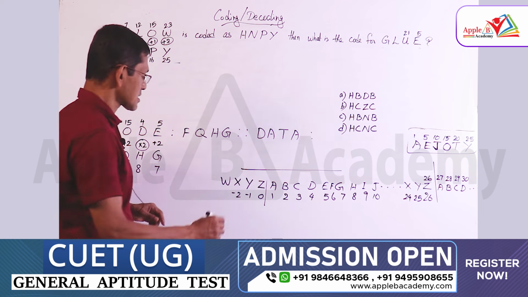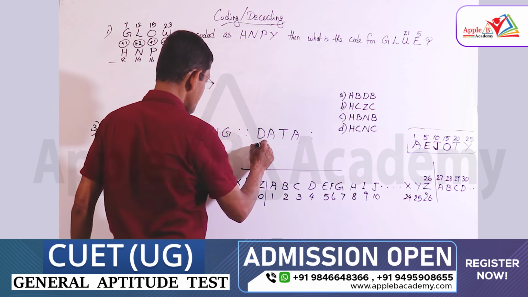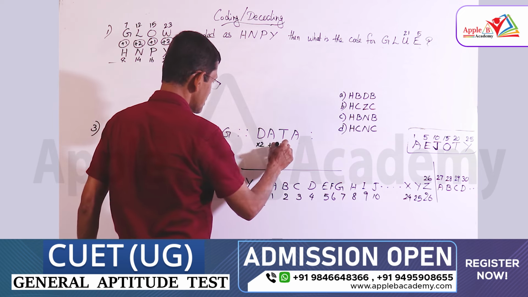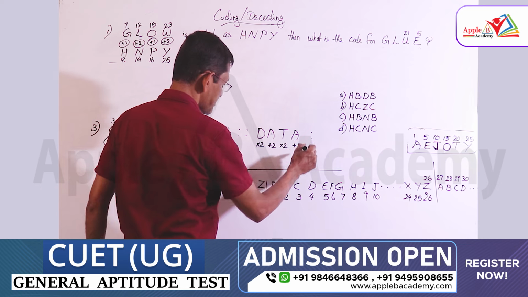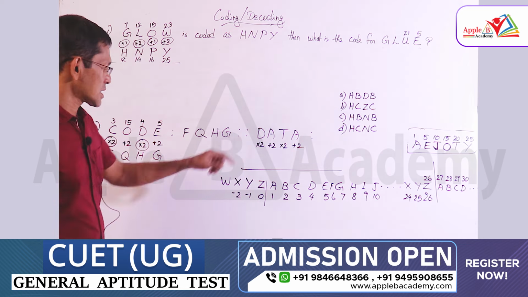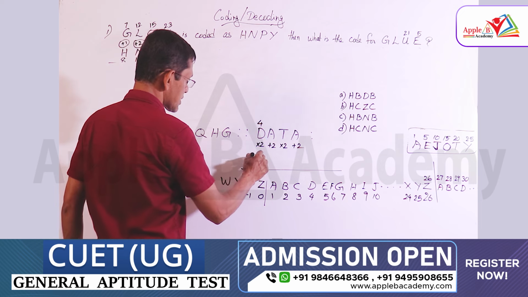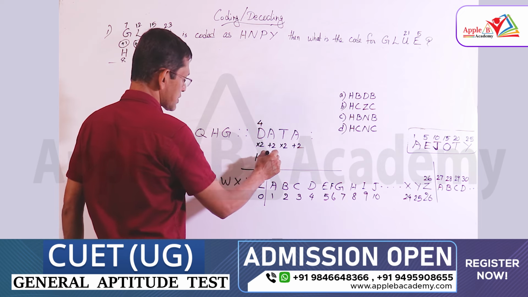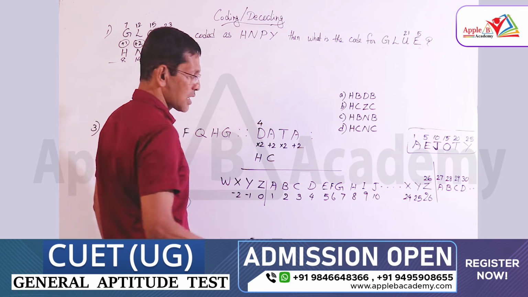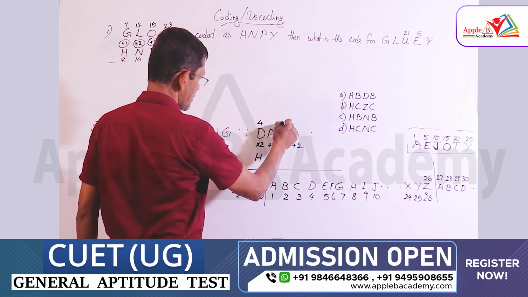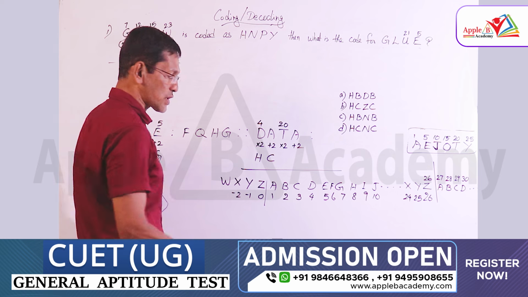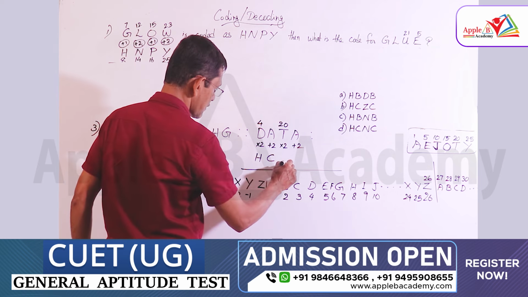How about we apply the same pattern here? Into 2, plus 2, into 2, plus 2. So D is 4. 4 into 2 is what? 8. 8th letter H. A plus 2, C. And what is T? T is the 20th letter. 20 into 2, 40. 40th letter. We need to find the 40th letter.